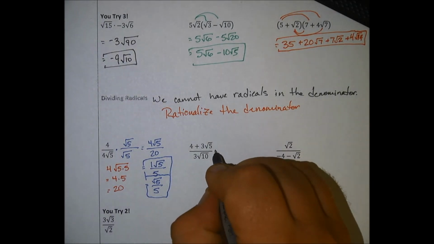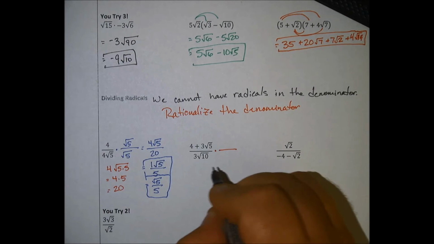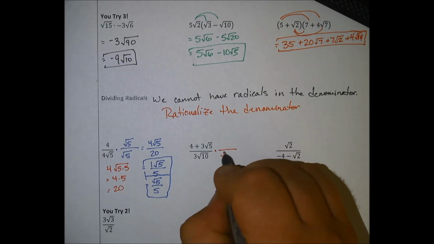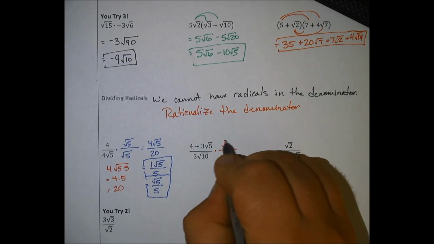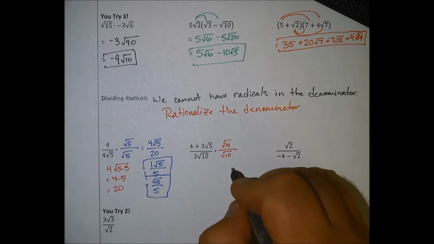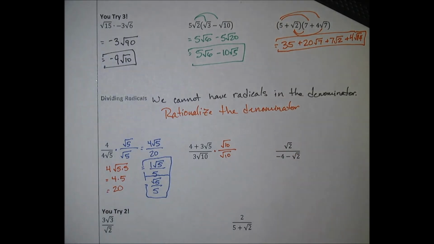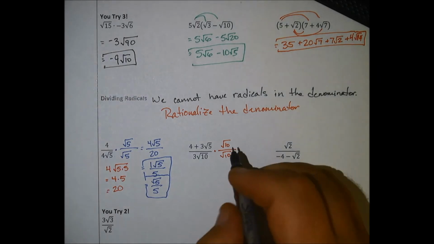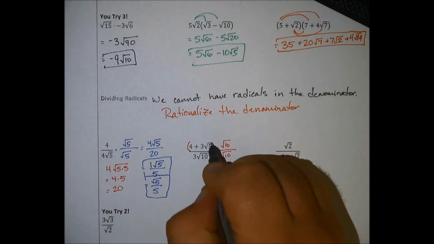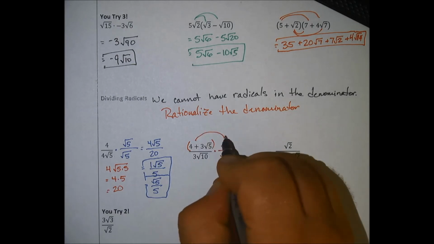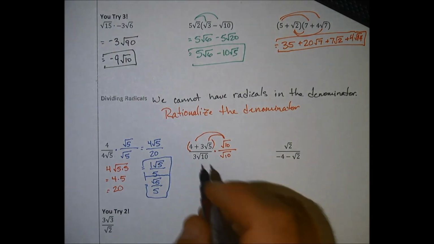Let's look at the next one. We're going to do the same thing. So I want to get rid of the square root of 10 on the bottom. So I'll multiply it by square root of 10 on the top and the bottom. Whatever I do to the bottom, I have to do to the top. Same thing with reducing fractions. Okay. Now what we actually do here is that we distribute this square root of 10 into the top.